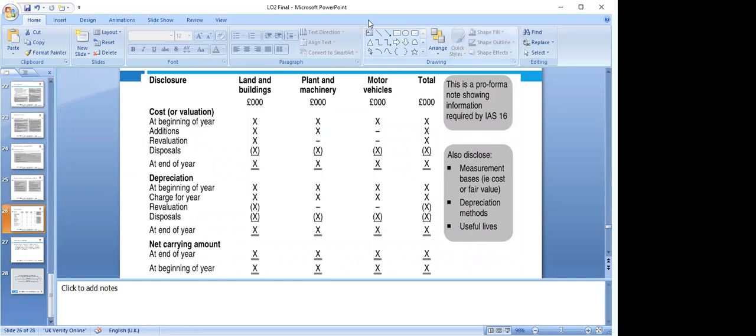Yes, so we can show the whole schedule, how much land and buildings, plant, machinery were, how much at the start, how much revaluation. So we can produce a separate schedule with all the breakdown, showing the net carrying value at the start and at the end of the year. That's which we need to show in the financial statements.